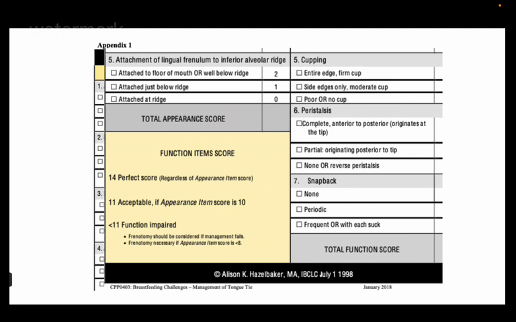The anatomical score goes with 5 points, and the functional score goes around 7 categories, where the maximum score will be 2 for each one. So 2 into 7 is 14, the maximum score, and 5 into 2 is 10, the maximum score for the anatomical positioning.